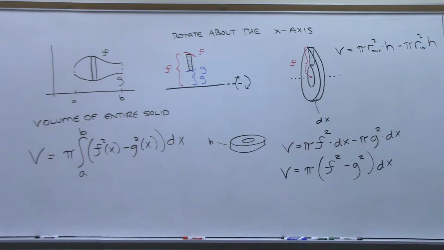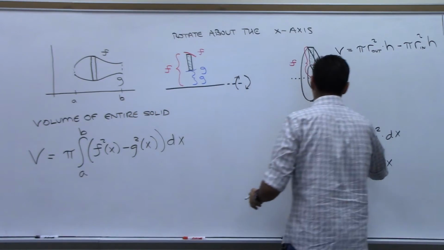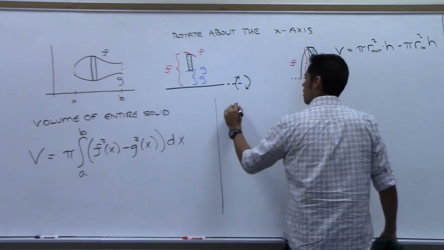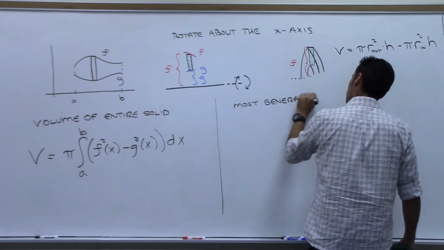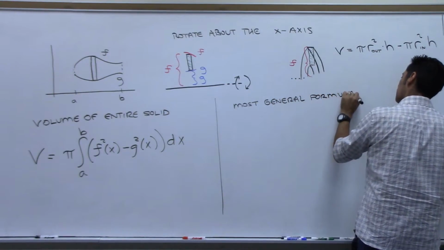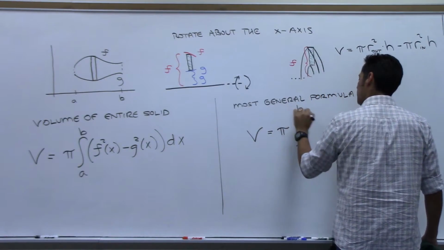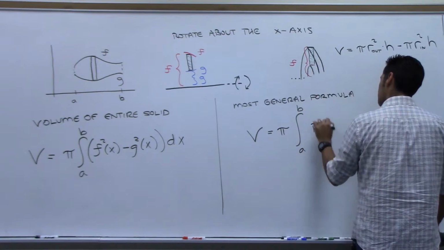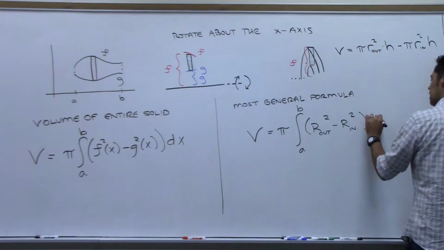That's it. But I'm going to make one tweak to this that's going to help us in a little while. This is pretty general, but the most general formula that I want to use is this. So this is my most general formula. The volume will be pi times the integral from a to b of r out squared minus r in squared dx.